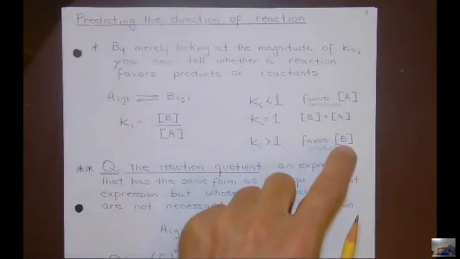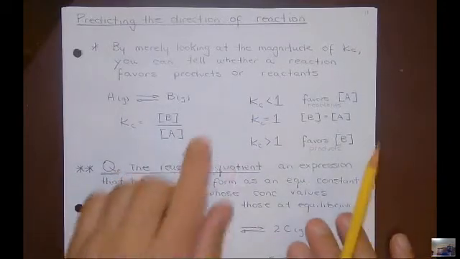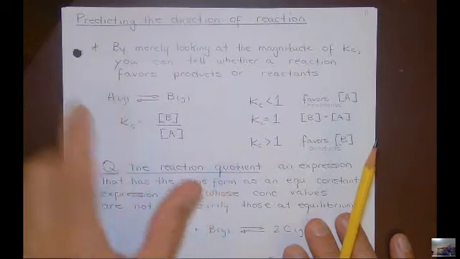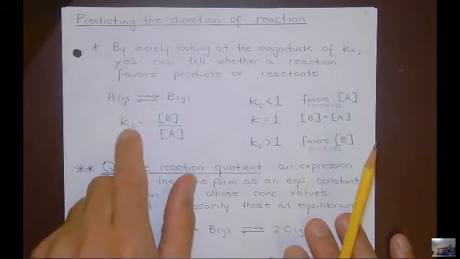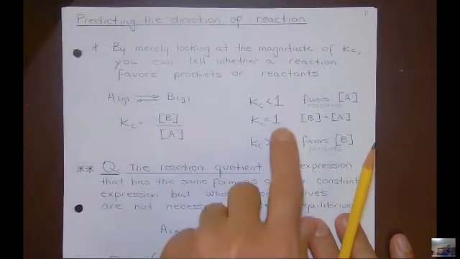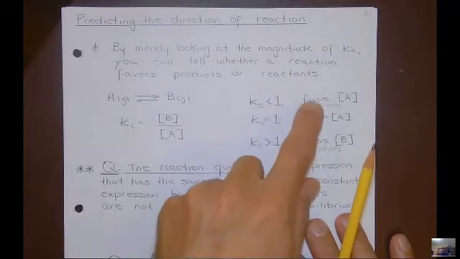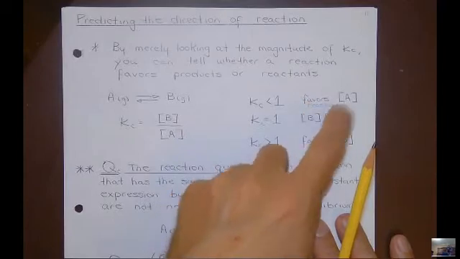Now, what do I mean by favor? That once it comes to equilibrium, there's going to be a lot more molecules of B around than A. What happens if the equilibrium constant is much, much smaller than 1? This situation up here, less than 1. Well, that's going to favor the reactants, which are A.